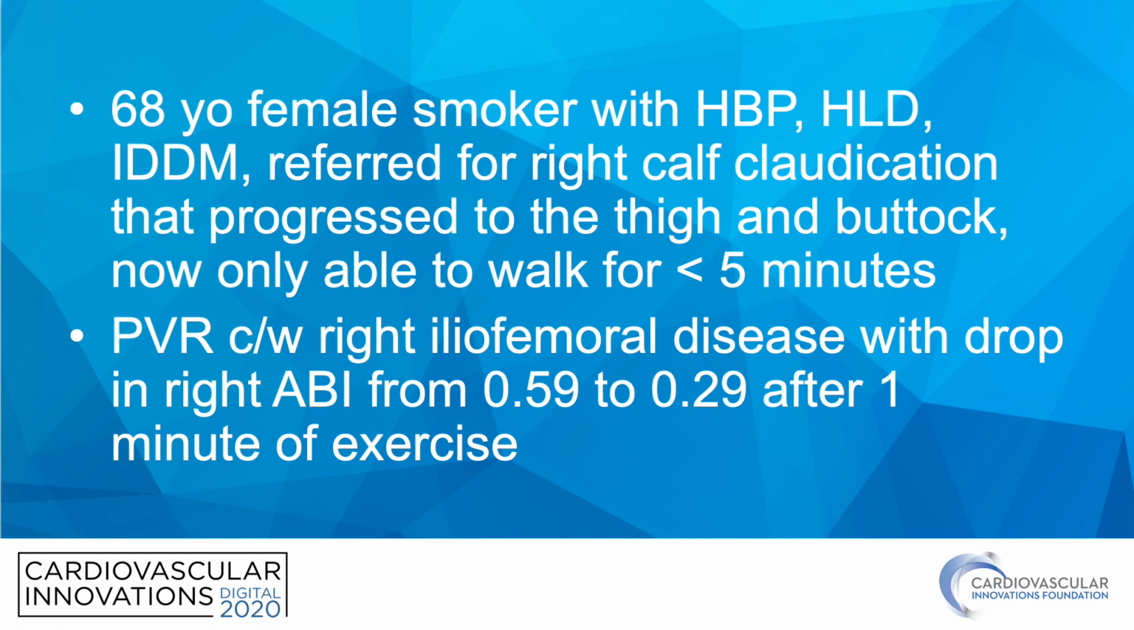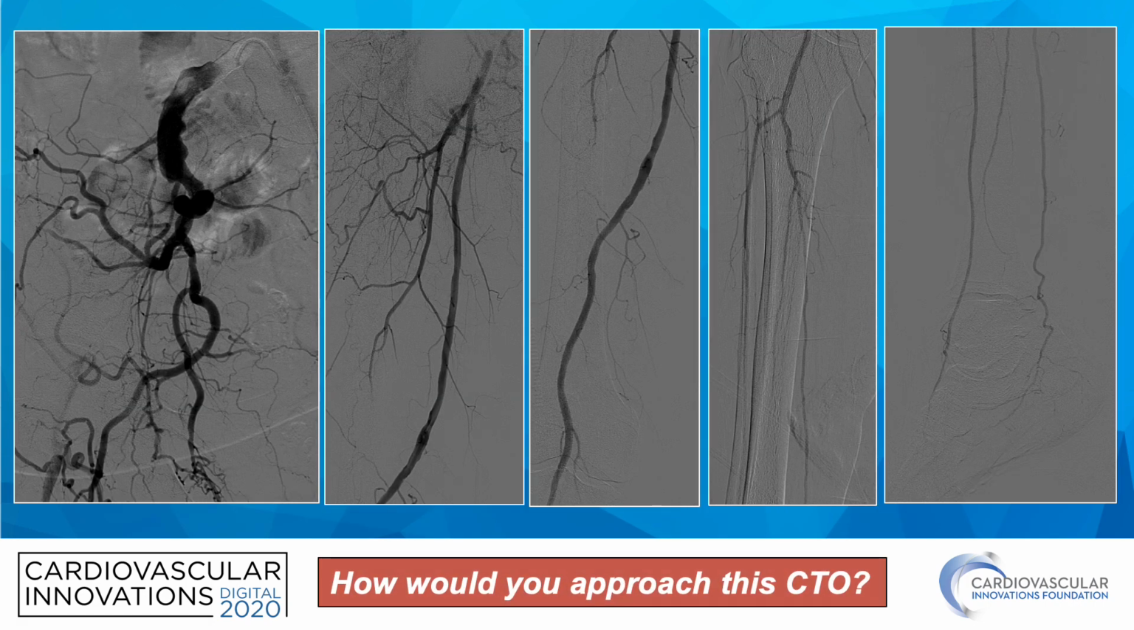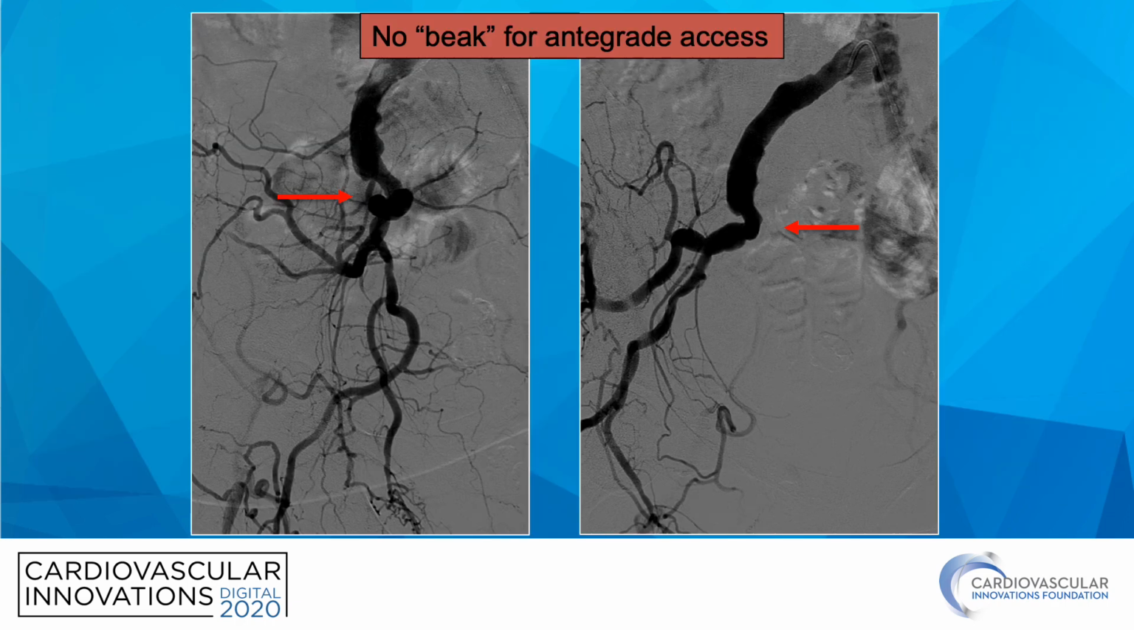Our next case is a female smoker referred for severe right calf claudication that had progressed more proximally in the leg. Her initial angiogram shows a complete occlusion of the external iliac artery with reconstitution at the level of the inferior gastric artery. She had no significant infrainguinal disease, and so the question is, how would you approach this?